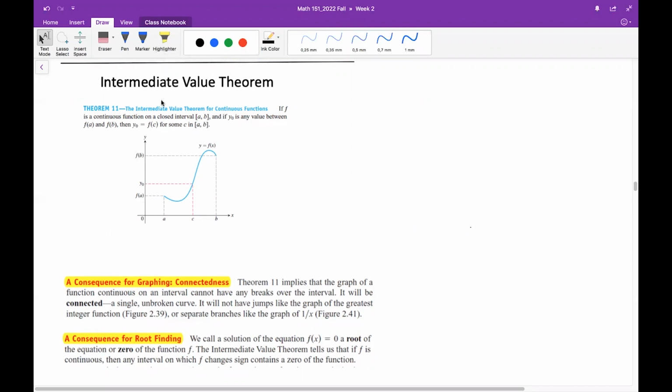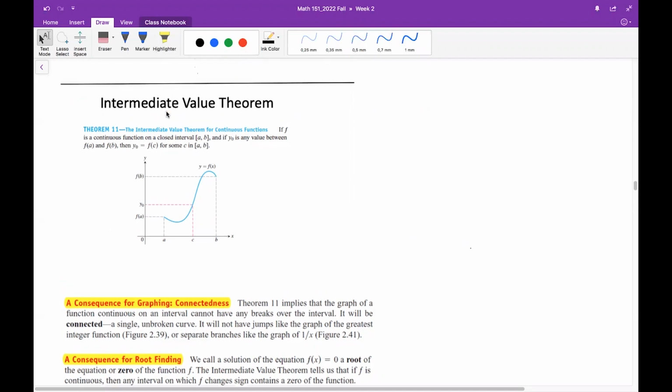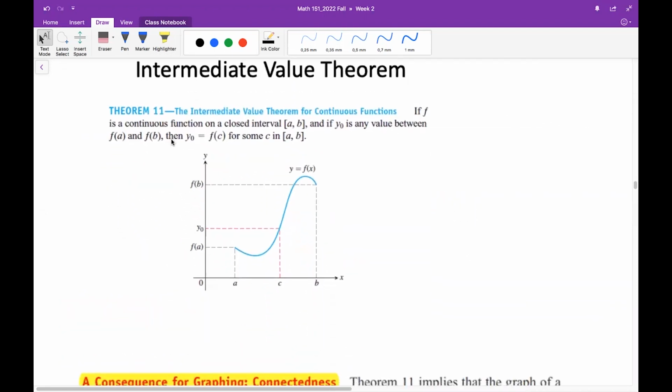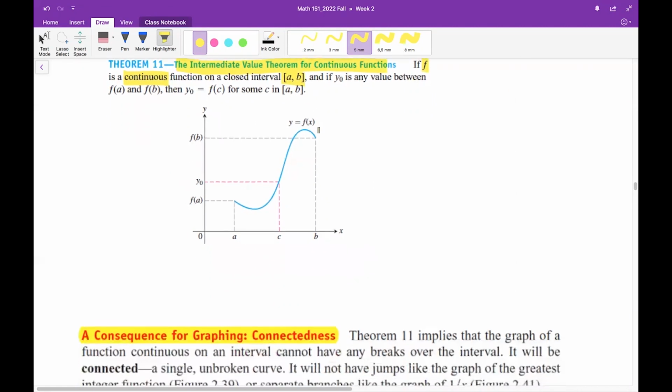So let me zoom in a bit to the statement. This is the formal statement taken from your course book. Okay, what we have here. First of all, let's highlight our theorem. This is an important one, the intermediate value theorem. It says your function has to be continuous. If you have a continuous function over a closed interval, this is the assumption of this theorem.